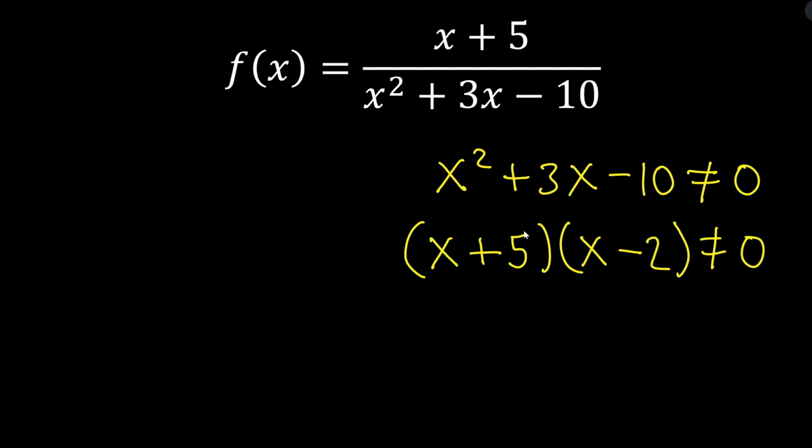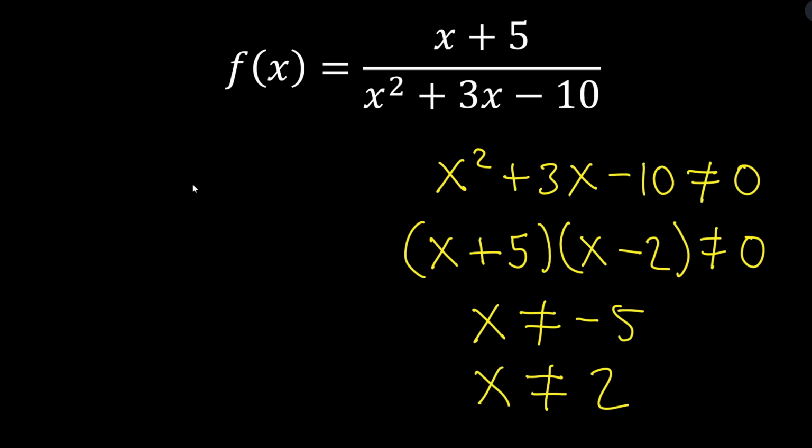And we could say we have two solutions. One is negative 5. That makes this factor 0. So x cannot equal negative 5. And the other is positive 2. x cannot equal positive 2. So we have these two domain restrictions.